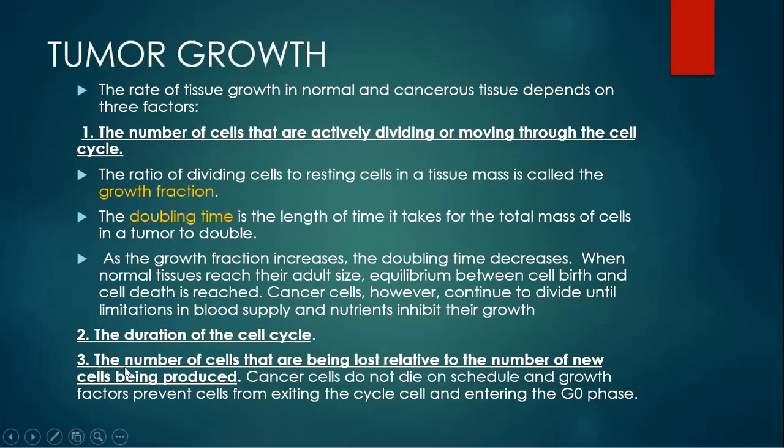Okay, now discussing the number of cells that are being lost relative to the number of cells that are being produced. So again, cancer cells do not die on schedule, and growth factors prevent cells from exiting the cell cycle and entering the G0 phase. So this is again one property of the cancer cells which differentiates them from the normal cells, that they do not die and they do not exit from the cell cycle and do not enter the G0 phase.